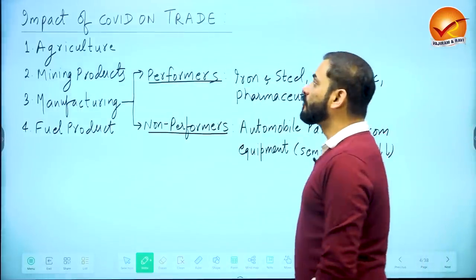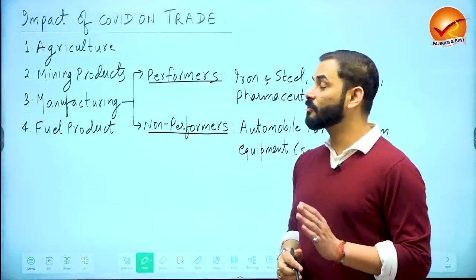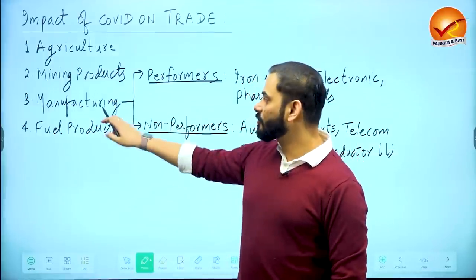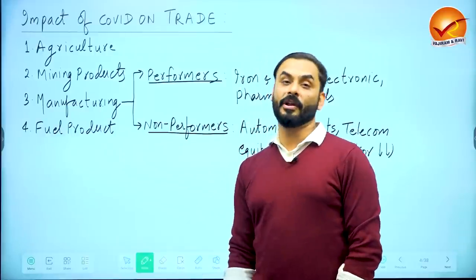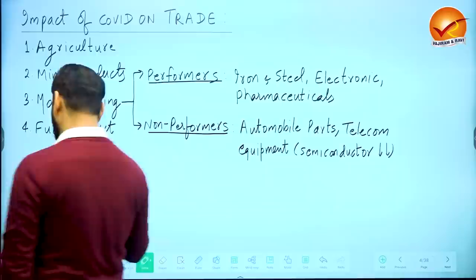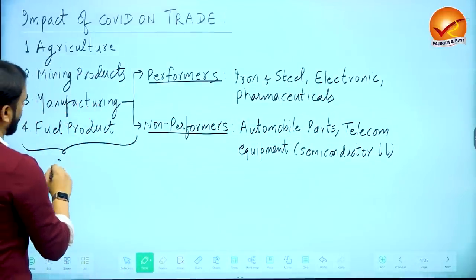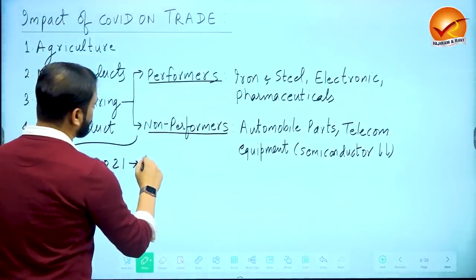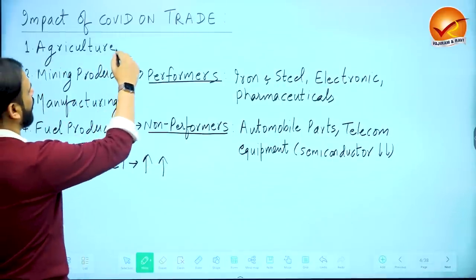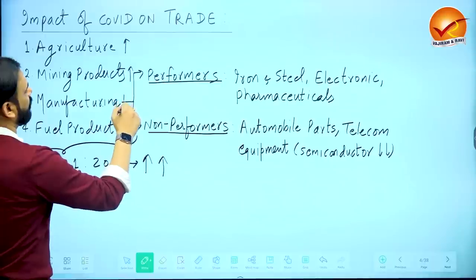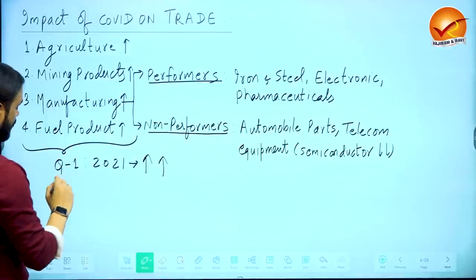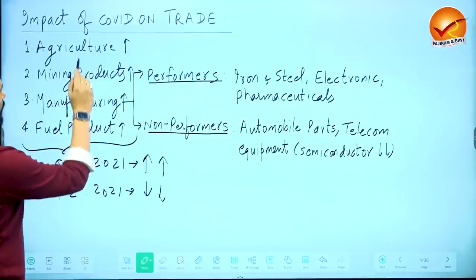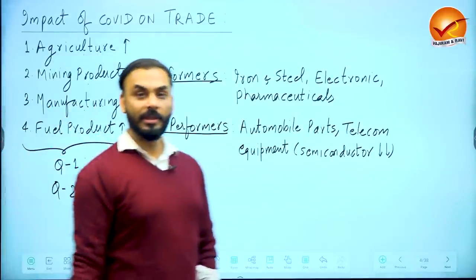Now guys, what was the impact of COVID on world trade in terms of agriculture? In terms of agriculture, mining products, manufacturing products, and fuel products, in all these four categories, we observed something interesting. In the first quarter, which means in the first few months of 2021, there was recovery. World trade related to agriculture went up, mining products went up, manufacturing went up, fuel products went up. Everything looked very nice. But in the second quarter of 2021, the trade in agriculture, mining, manufacturing and fuel all came down. That is what we observe.